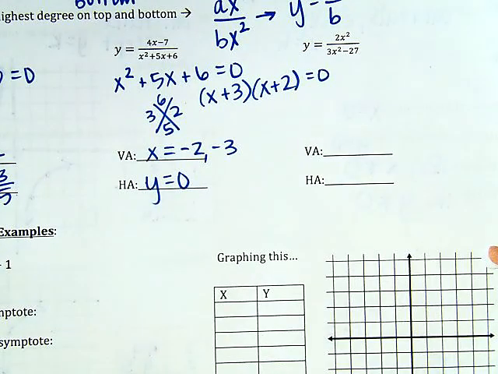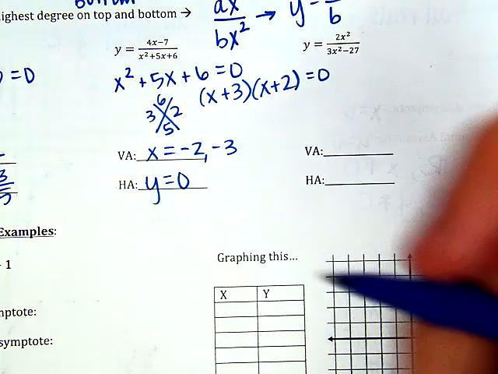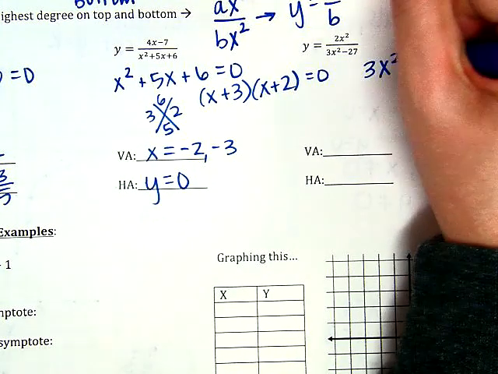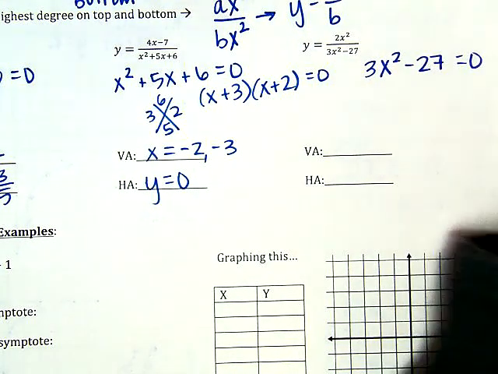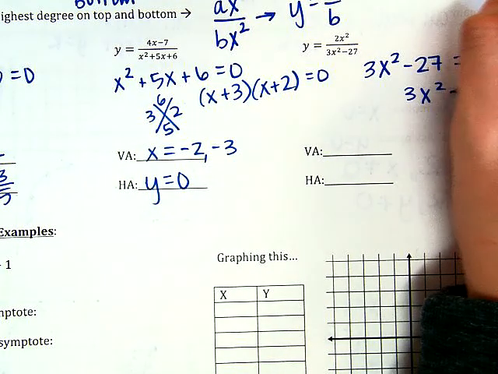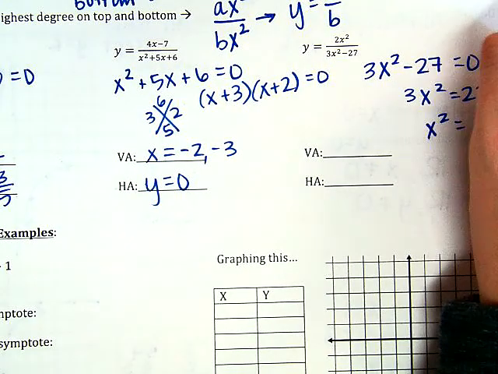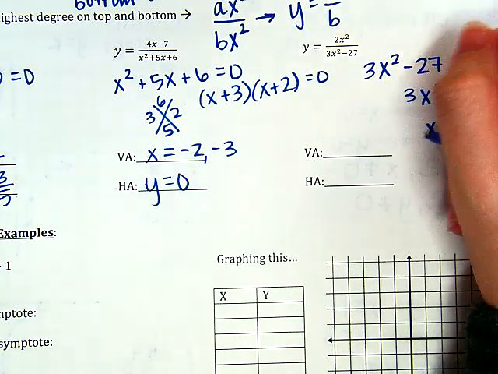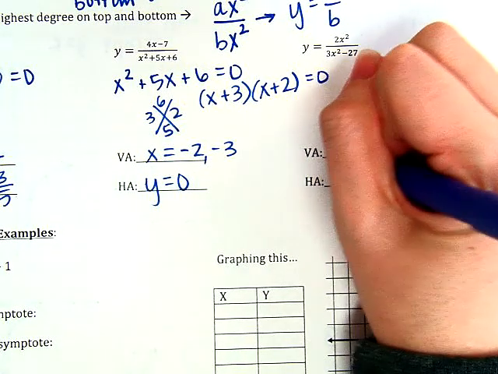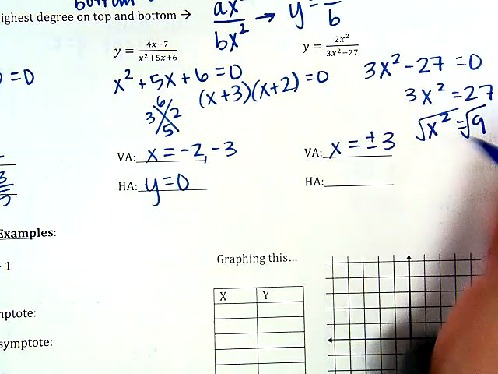Last one. We want vertical asymptote at the bottom to be equal to 0. 3x squared minus 27 equals 0. So then I have 3x squared equals 27 because I added that over. If I divide by 3, I get x squared equals 9. And when I take the square root, I get plus or minus 3.